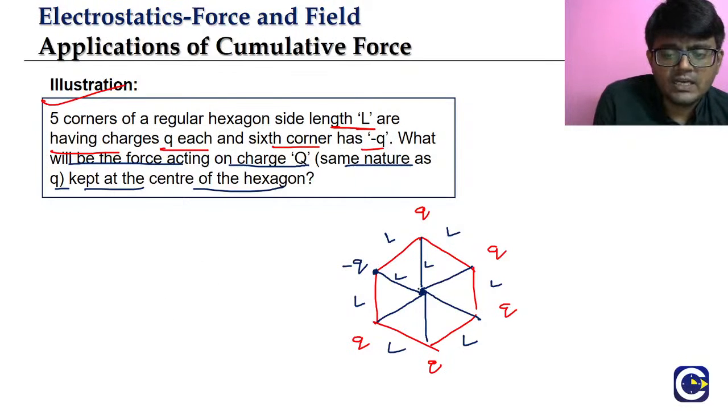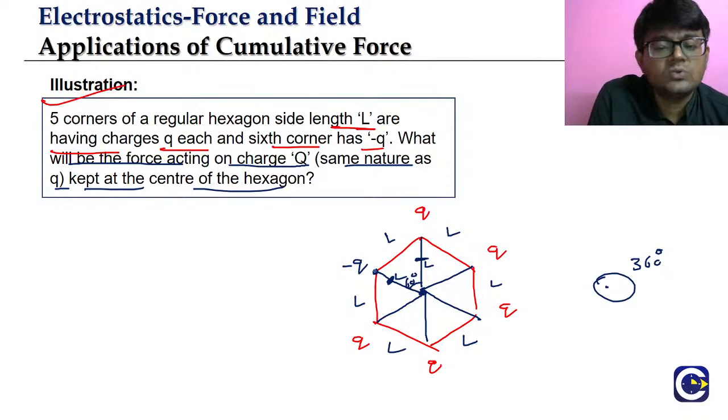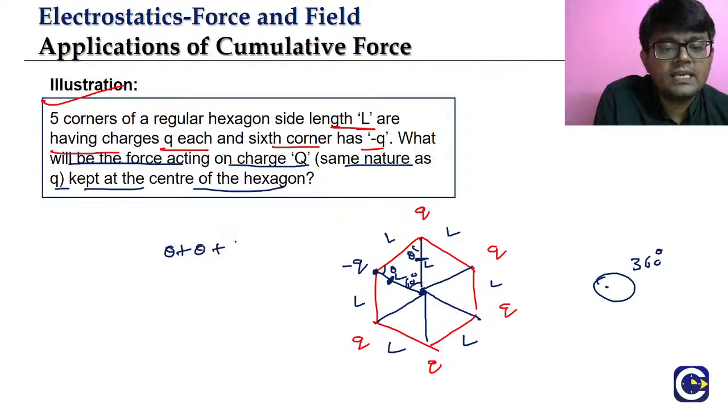What is the total angle around the circle? 360, right? It is divided into 6 parts. So the angle will be 60. So இங்க பாருங்க, this distance and this distance are the same because both are center to corner. அப்ப this angle is theta means this should also be theta. So sum of the angles in a triangle should be 180, right? So 2 theta is equal to 60.